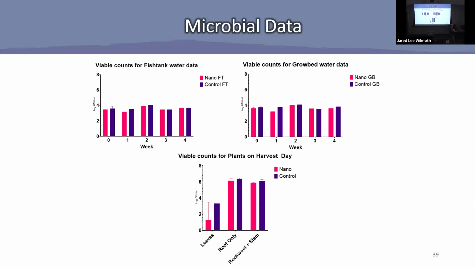And then we also collect one plant for microbial sampling on harvest day. Here we see in the leaves, the nanotanks are lower than the control tanks. But if you look at the root, both of them are pretty high, and that makes sense because a lot of microbial activity goes on in the roots. And then if you look at the rock wool and stem, they're still pretty similar.